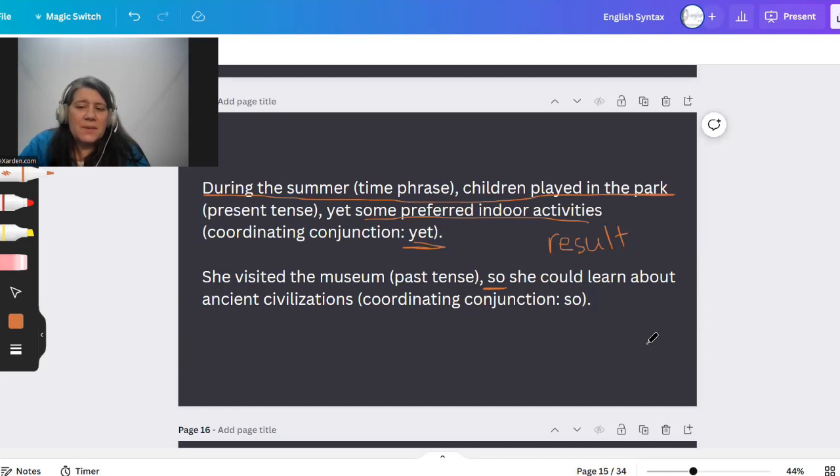She visited the museum so she could learn about ancient civilizations. Why did she visit the museum? So she could learn about ancient civilizations. So answers why. Because also answers why, but because is not for a compound sentence. That's for a complex sentence. And I have another video on complex sentences. So is a compound sentence, and you're using two independent clauses. She visited the museum. She could learn about ancient civilizations.